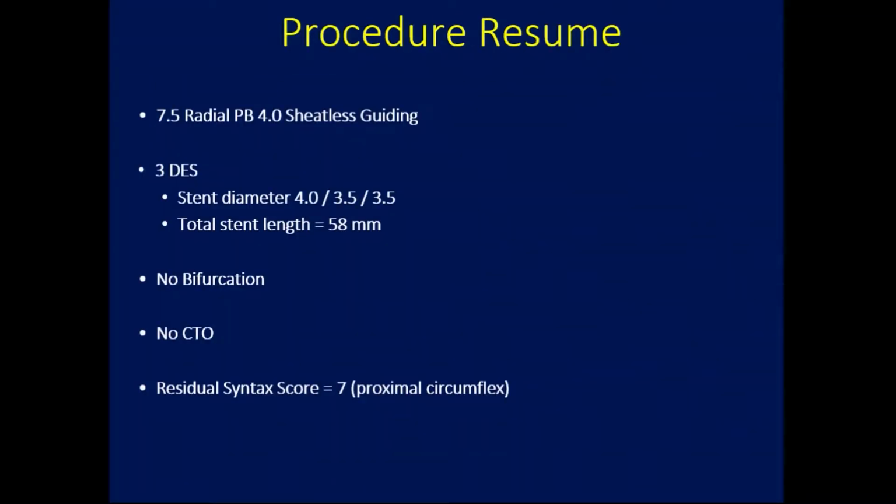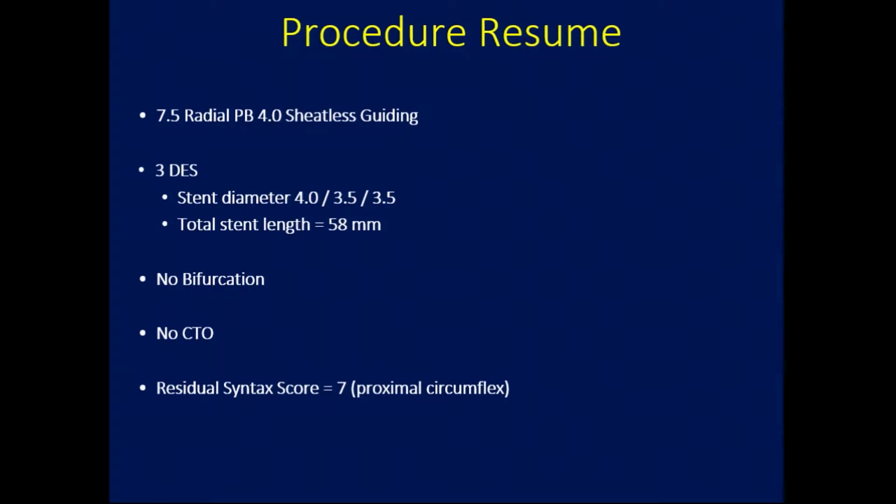So the procedure resume, so we used a 7.5 radial sheathless guiding. So we use in total 3 drug-eluting stents with the stent diameter in total after post-dilatation 4.0 in the left main, 3.5 in the LAD, and 3.5 in the RCA. So the total stent length is 58 millimeter. There was no bifurcation lesion, no CTO at all, and his residual SYNTAX score was 7.